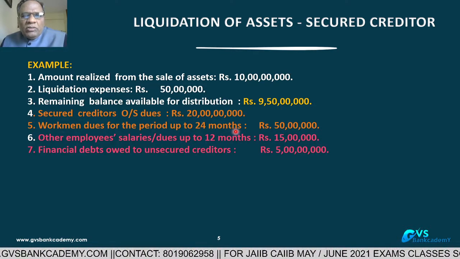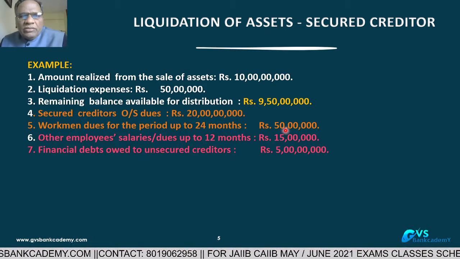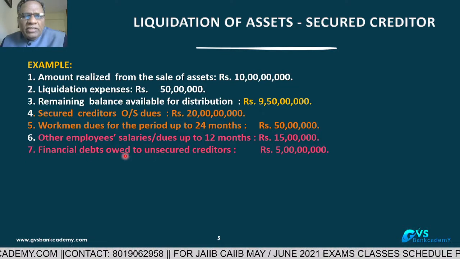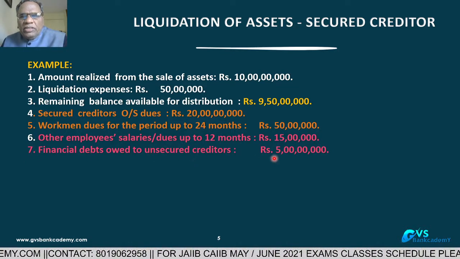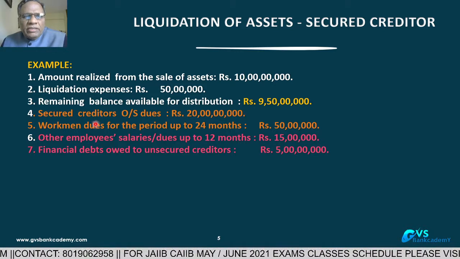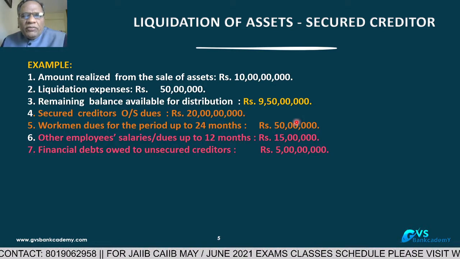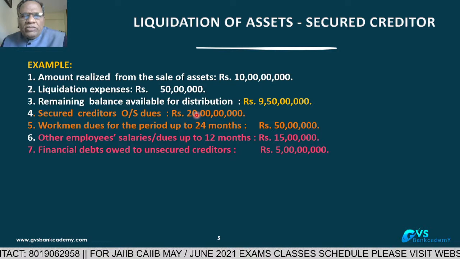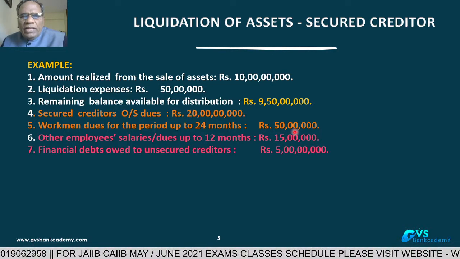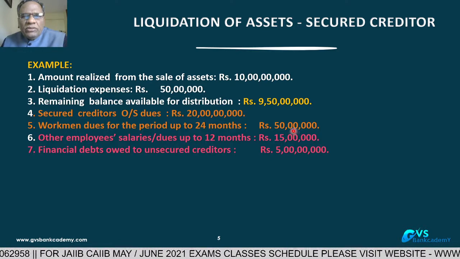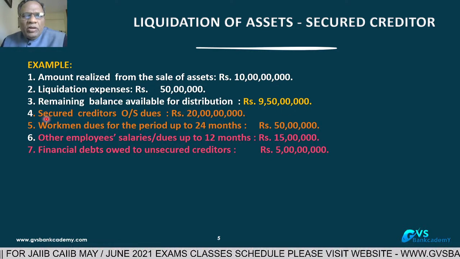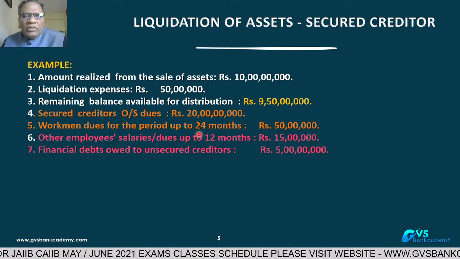Workmen dues are 50 lakhs, which means other employees are not going to get anything, and financial debts owed to unsecured creditors are not going to get anything, because even the secured creditors and workers are not getting fully. 20 crores secured creditors, workers 50 lakhs. 20 crores 50 lakhs is the priority dues. The 9 crores 50 lakhs is going to be distributed among secured creditors and workmen dues.